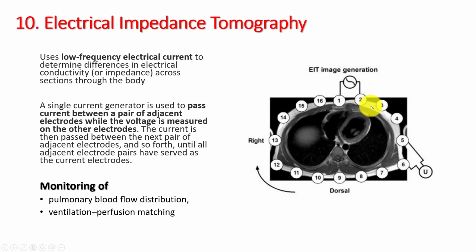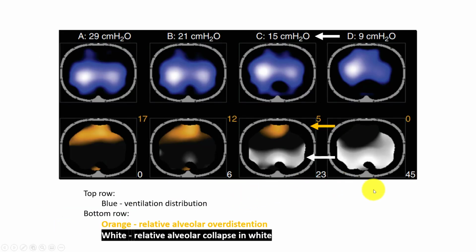And you can do it in multiple stages. For example, you are giving current between 1 and 2, and then 2 and 3, and then 3 and 4, and so on and so forth, while you can measure this voltage difference between any of the two. This can give you a 3D diagram which can show you a pulmonary blood flow distribution and also the ventilation of the areas. So for example, in this case, we have got an orange area, which is the area of alveolar overdistension, and a white area, which is the area of collapse.